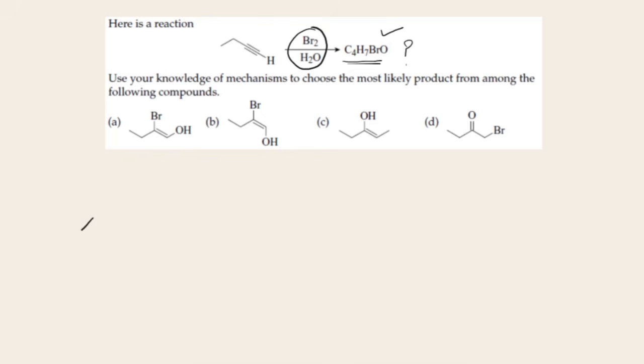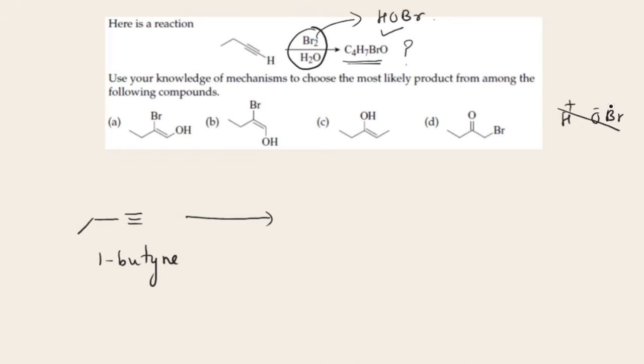In order to find out this, you need to know the mechanism of the reaction. The reactant given here is 1-butyne and it is treated with hypobromous acid. Why did I call this hypobromous acid? Because when molecular bromine is taken in water, it's going to form hypobromous acid. Many students polarize this as H plus O minus Br like this. This is very much wrong.